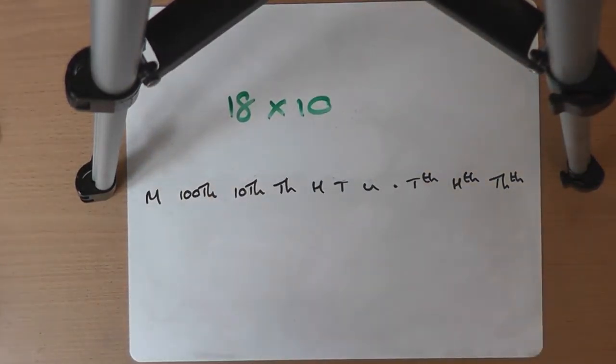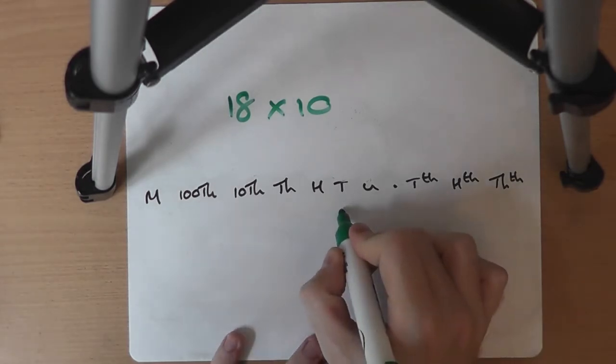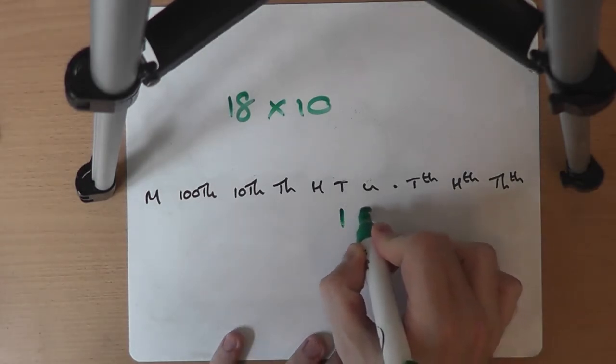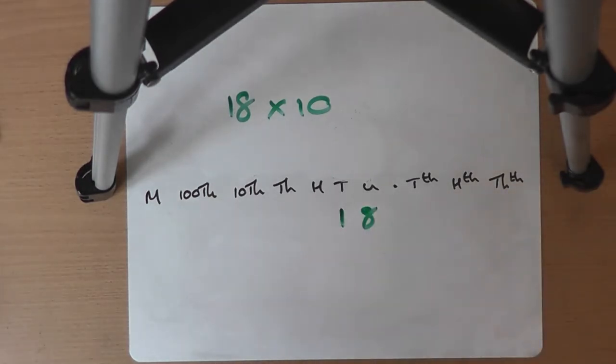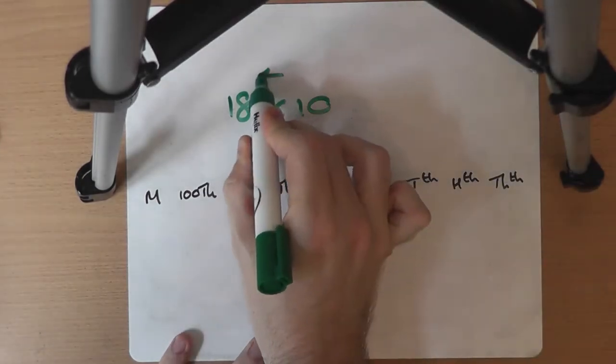So the key thing is this doesn't just work with single digit numbers. 18 times 10. We'll put the 18 where it needs to go. 1 in the tens, 8 in the units. We're timesing by 10. Now first thing, we're timesing. We're making the number bigger. It's going to move up the columns. It's going to move this way.